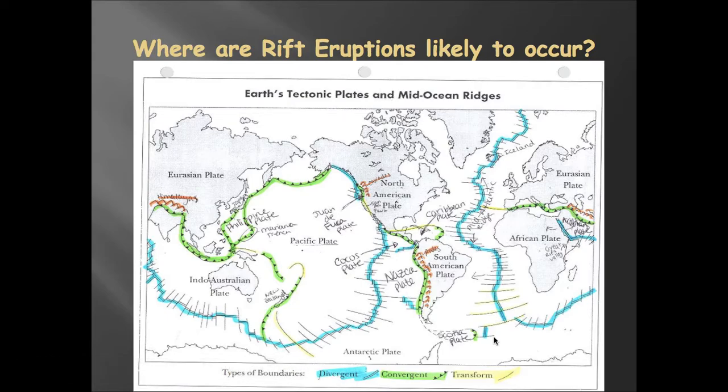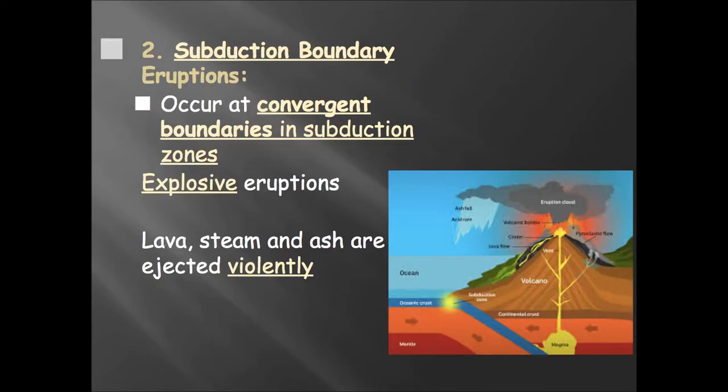Our next type of eruption is called a subduction boundary eruption. These occur at convergent boundaries in subduction zones. So I go down here to my little diagram. I have my oceanic crust subducting underneath the continental crust because it's denser. Remember, even though ocean crust is thin, it's dense. And then the plate melts and creates magma.